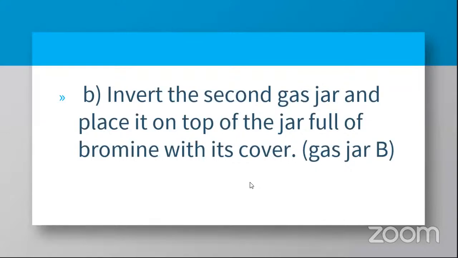The bromine gas particles will go to the gas jar B. Very good, very good. Edwin, what do you think will happen? Edwin Musahura. The bromine gas will move to jar A. Will move to jar A or jar B? Jar B. Very good, very good. Isingoma.